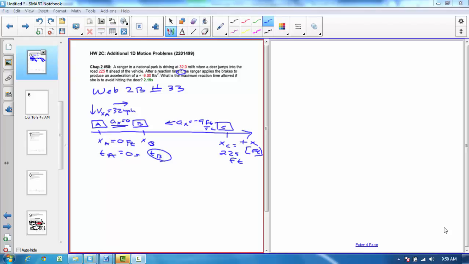Okay. So over this first time frame, we'll call this phase 1, we're moving at constant velocity. And over phase 2, you're moving at a constant acceleration, slowing down. And we hope to stop right before we hit the deer. And so our velocity right here, hopefully, is going to be 0. So velocity at C is going to be 0 feet per second.